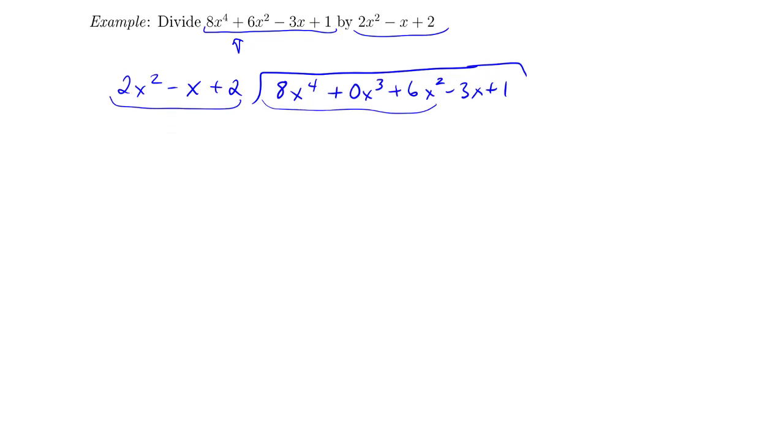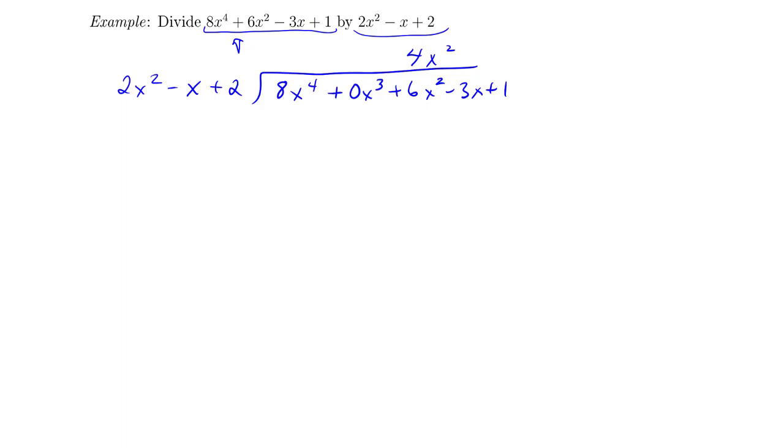In order to do that, though, I just look at the first terms and I say, how am I getting from 2x squared to 8x to the 4th? Well, I would have to multiply 2x squared by 4x squared to get from 2x squared to 8x to the 4th. So I go to my x squared column and I put 4x squared. Then I'm going to take this and multiply it by this whole polynomial here.